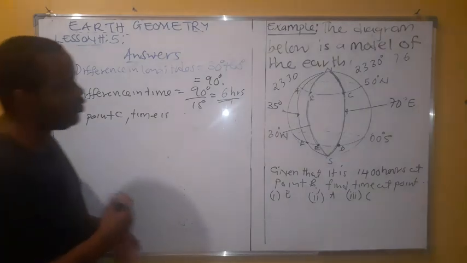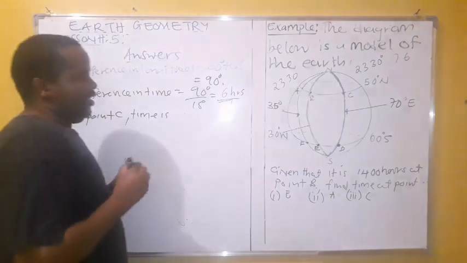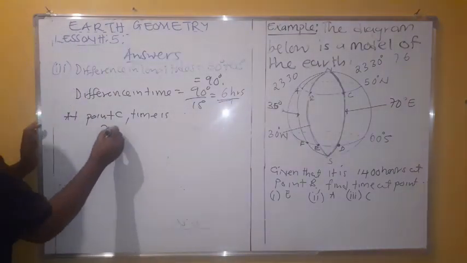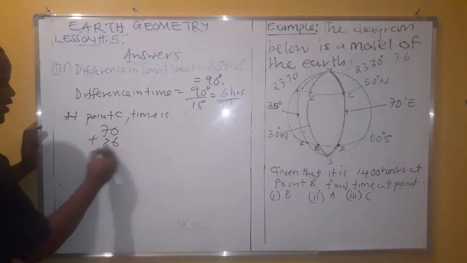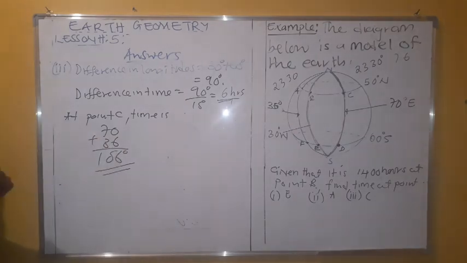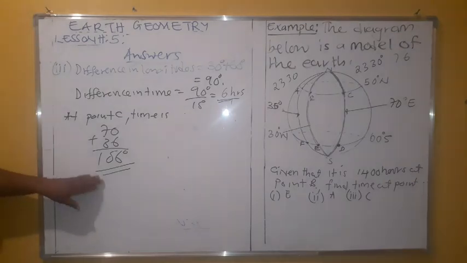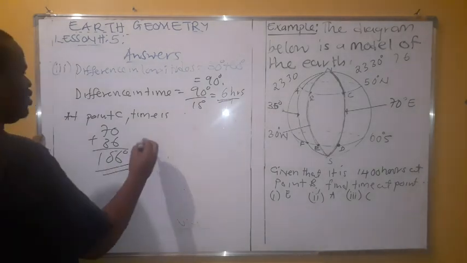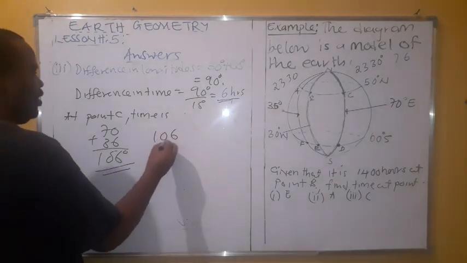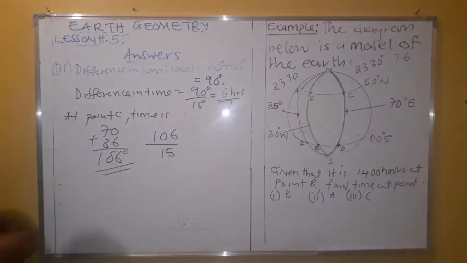Maybe I don't want to use those numbers. Maybe let me say 36, so you're going to say 70 plus 36. So you have got 106. This is the difference in longitude. So now, what you are going to do is to convert this to difference in time. So you are going to say 106 divided by what? 15.